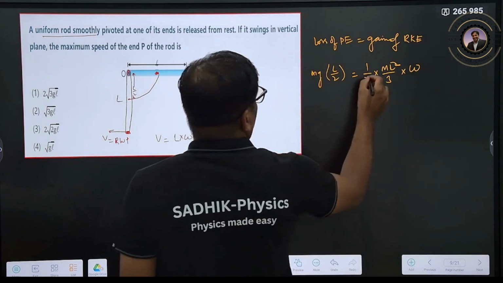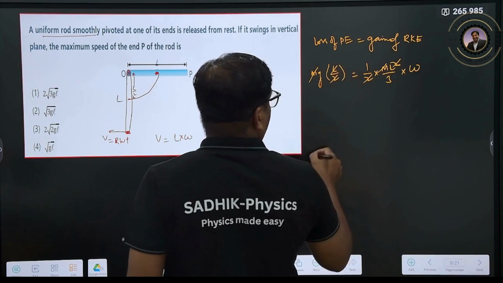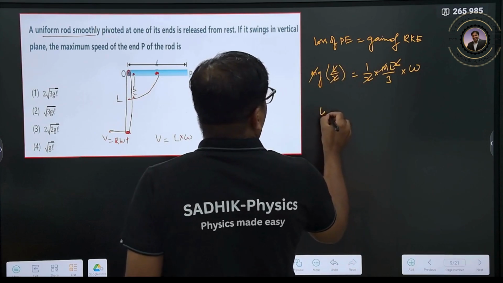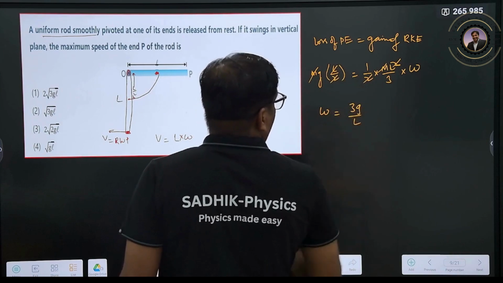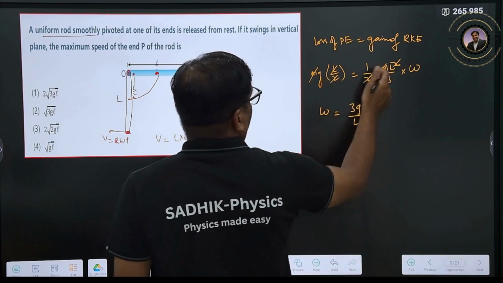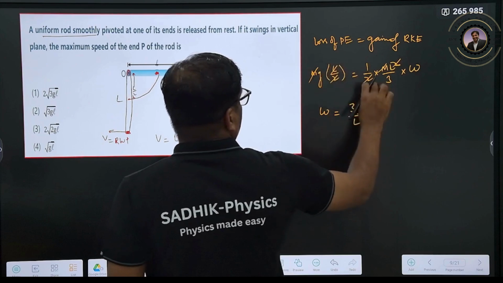Clear? So the 2 cancels, m and m get cancelled, L and L get cancelled. Therefore omega square can be written as 3g by L. These 2 cancel, L cancels, so this is L by 3, and this is 3g by L.